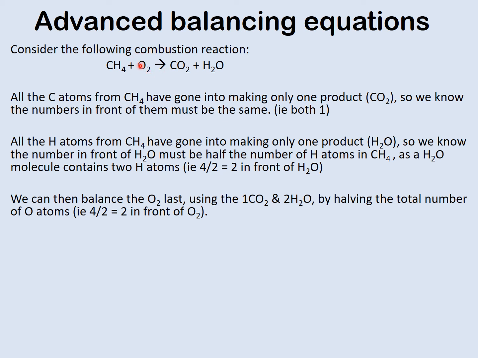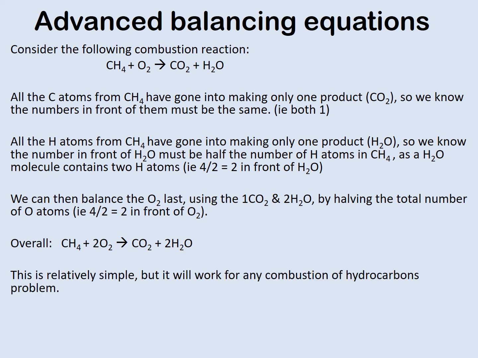So to get a total of 4, I take that number and I half it. Why do I half it? Well, because the oxygen molecule is O2. So therefore 4 divided by 2 gives you 2. So the balanced equation is CH4 plus 2O2 goes to CO2 plus 2H2O. Right, now I appreciate that's pretty easy and you probably could have done that anyway without any of that chit-chat. But when we apply it to some slightly more complex examples, it really does become useful.